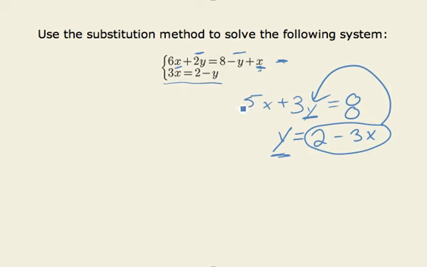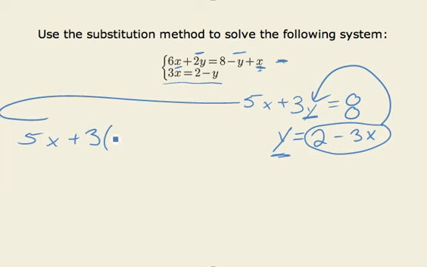plug it in there. So let's rewrite this equation with our substitution in play. We'll take 5x, we'll add to that 3 times y. Y, of course, we'll write as 2 minus 3x, still equal to 8. Now we have one equation, one unknown. The unknown appears twice, but still just one x value instead of having x's and y's. And we can try and solve this.